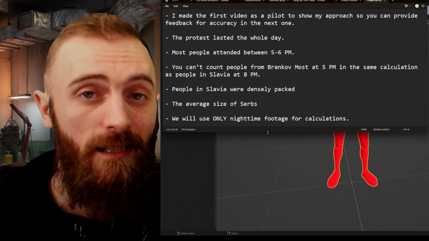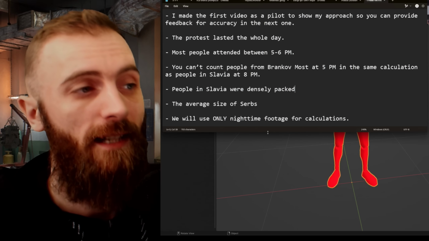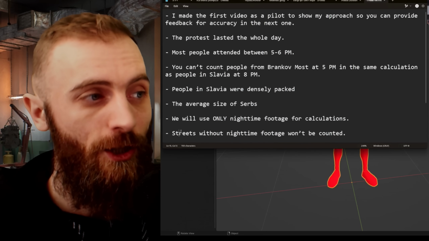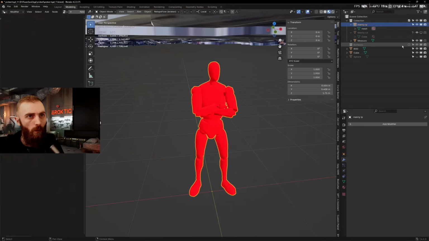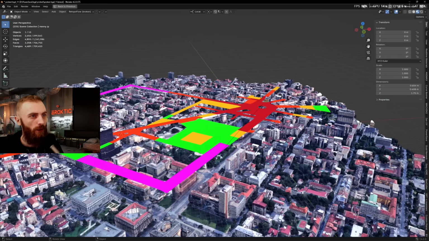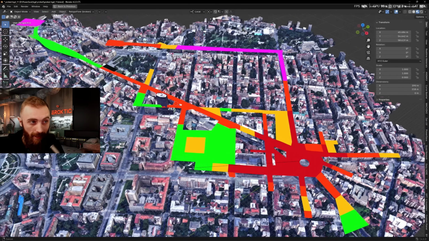As I already said, the simulation that I'm going to show you will be based on nighttime footage only, and streets without nighttime footage won't be counted. Which means this is the heat map that we do have. There are a lot of people saying that this street was packed. I did not find any footage, so this is not going to be counted.